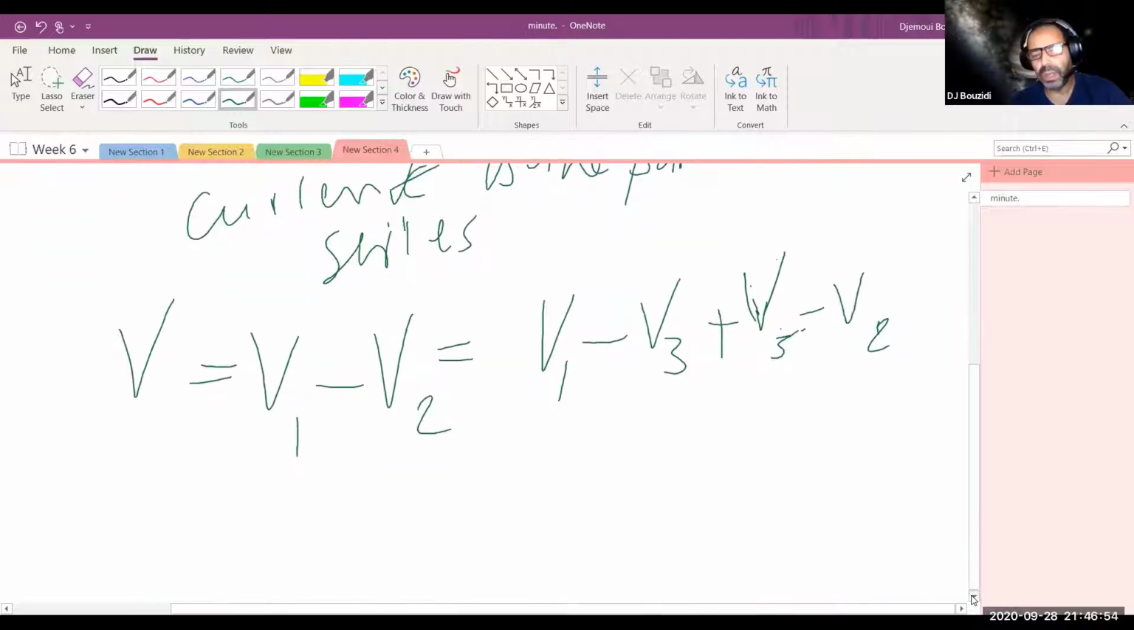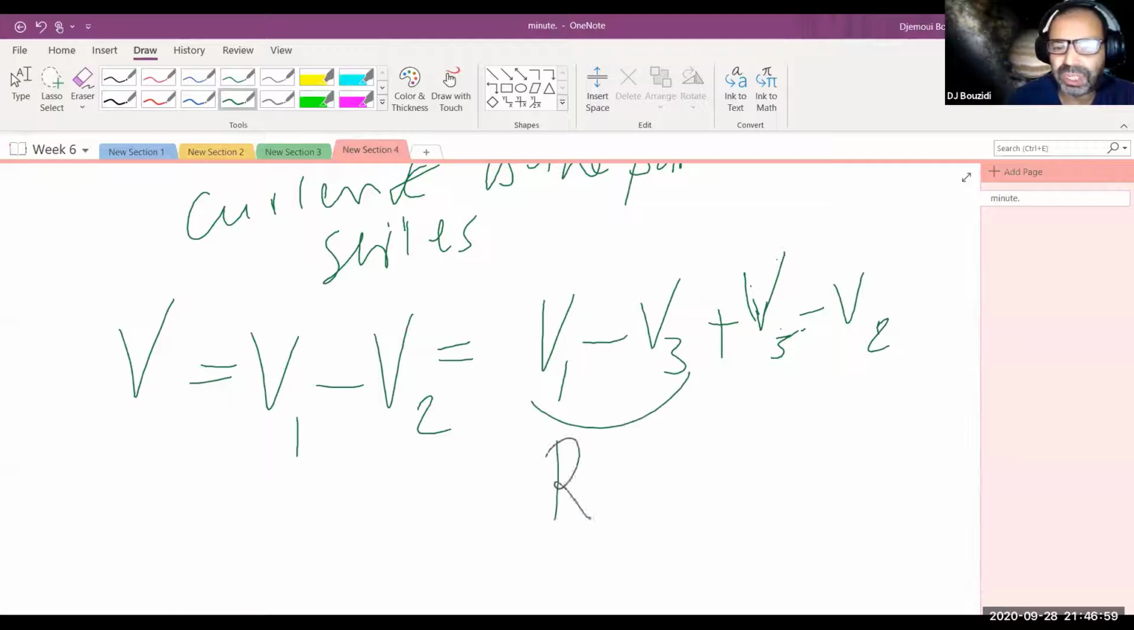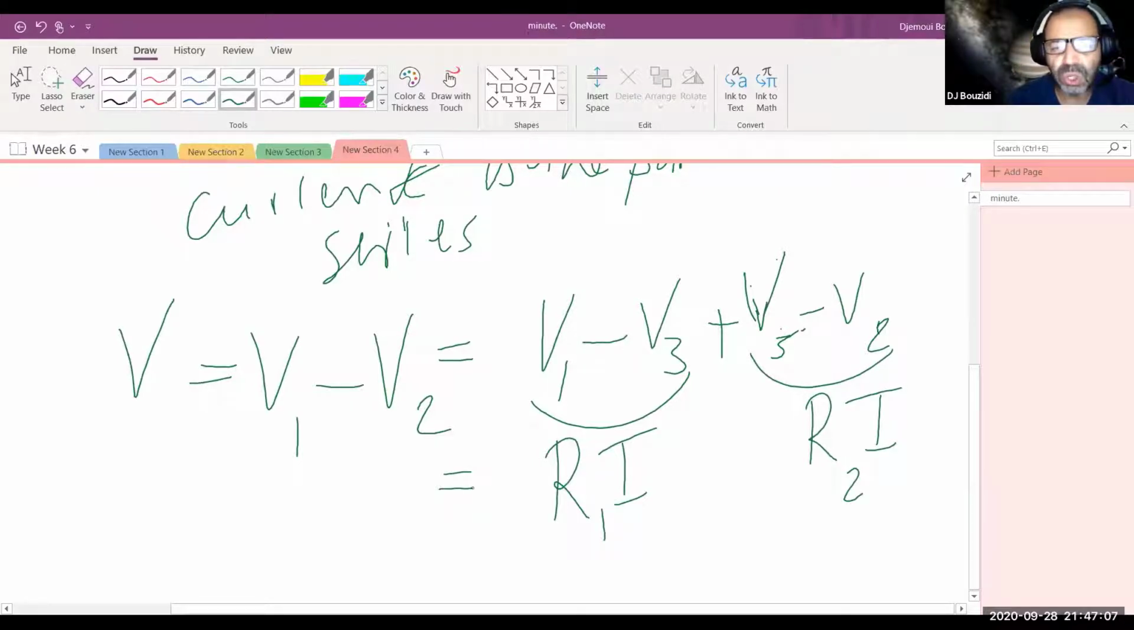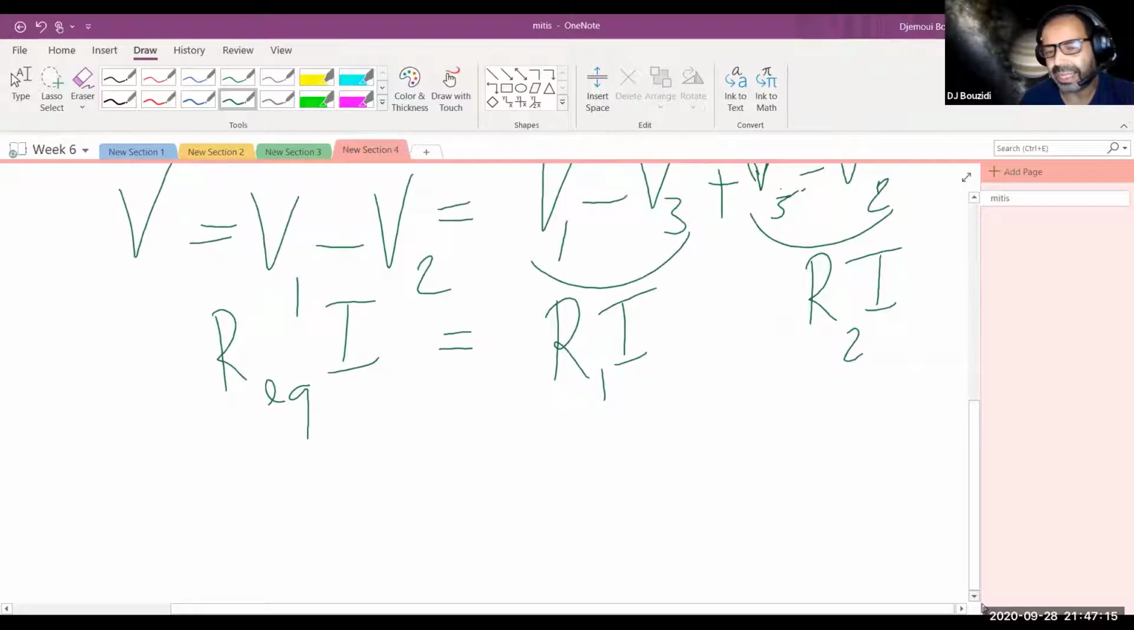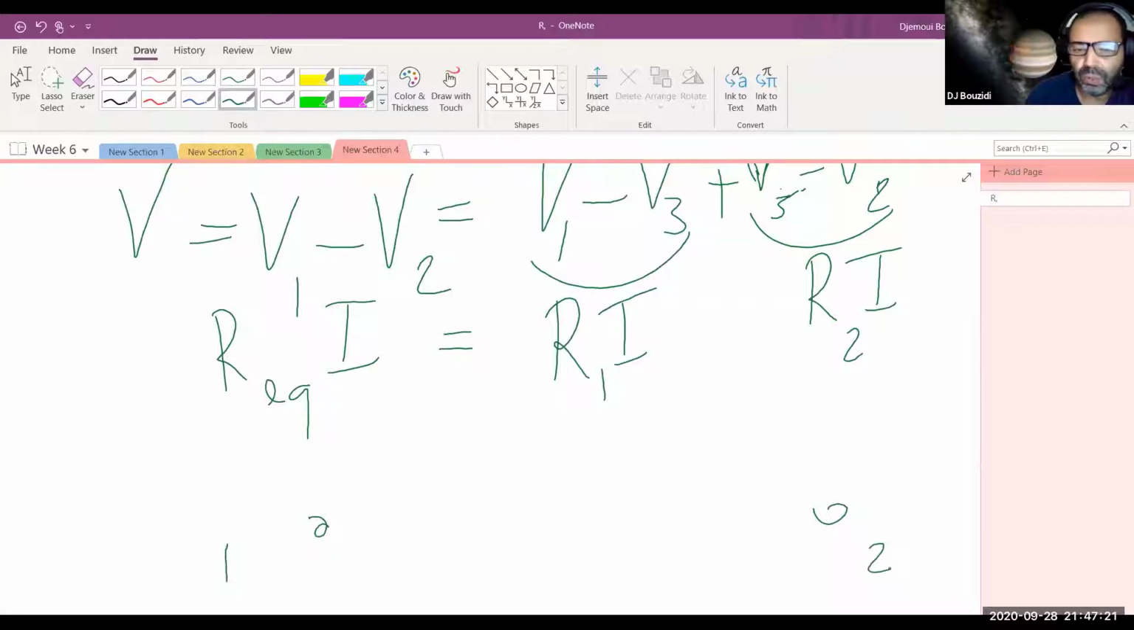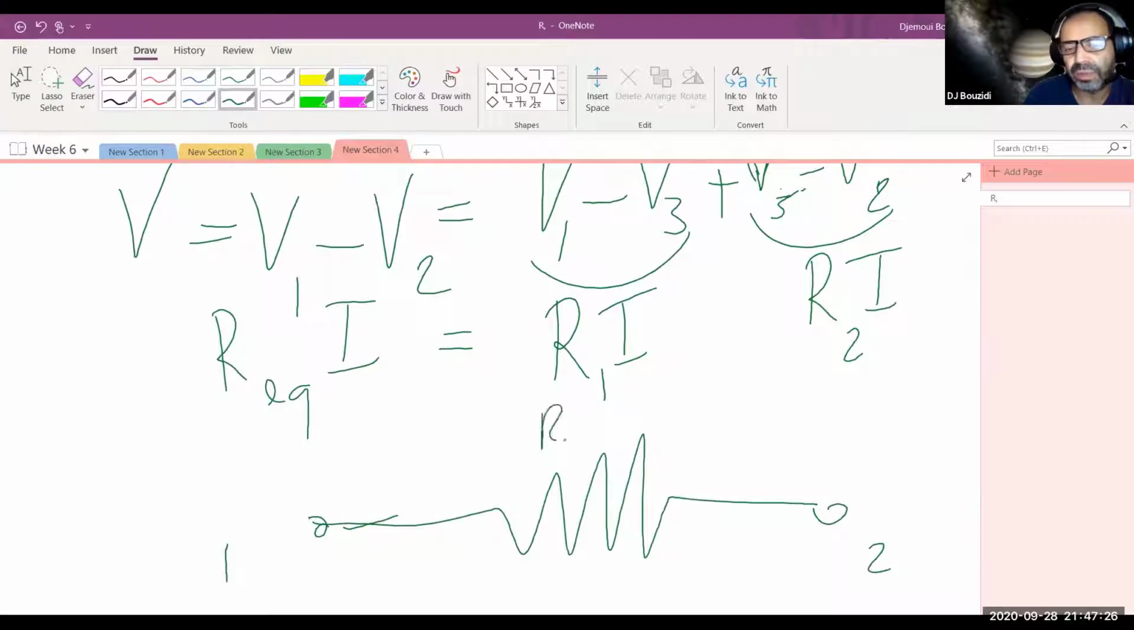So the drop in potential across R1 is just R1 times the current. That's Ohm's law. Across the second one it is R2 times the same current. And this looks like a big R, which is equivalent to both of them, times the same current, because from my vantage point I'm looking at a difference of potential V between 1 and 2, where there are two resistors that look like one big R equivalent. So that's their sum. Of course, the I cancels from both sides.